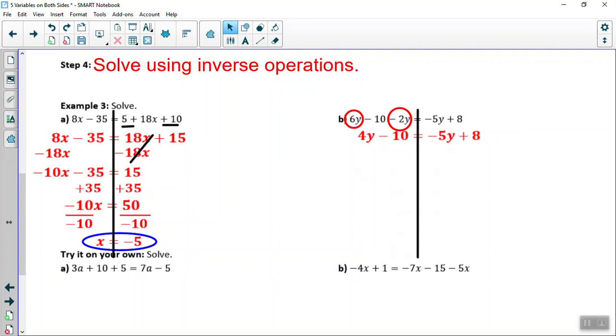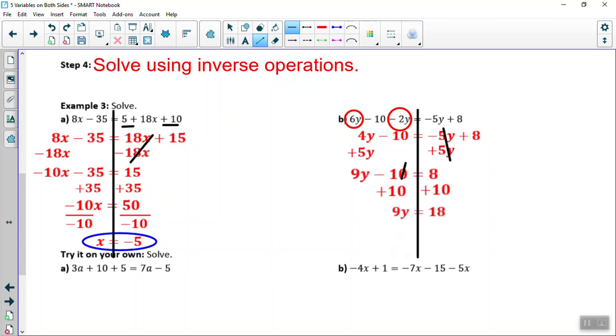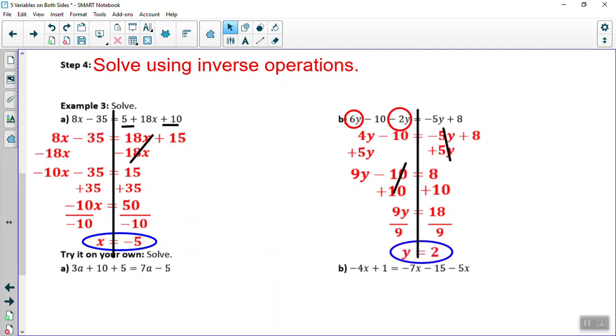Now I can get my variable terms together on one side. These ones here will cancel out. And we're left with 9y minus 10 equals 8. Next, I can get my constants together to the right, and I'm left with 9y equals 18. And then last, we can divide both sides by 9, and we have y equals 2.